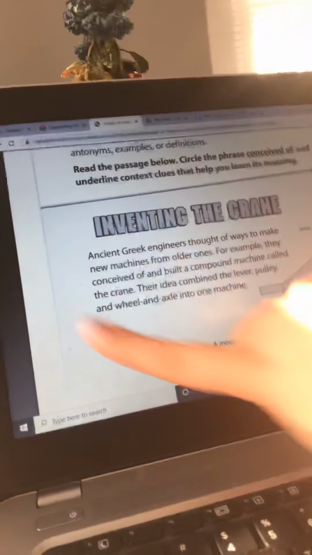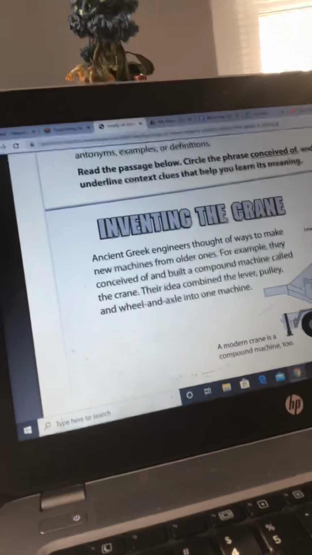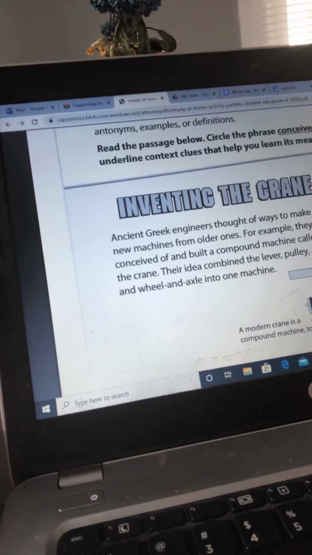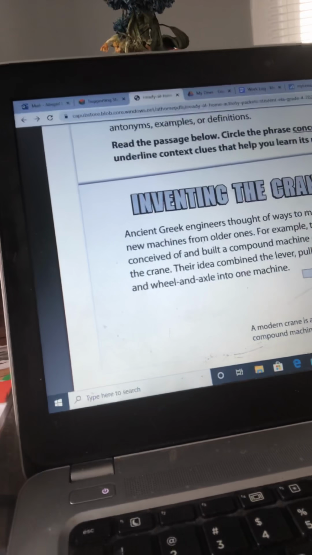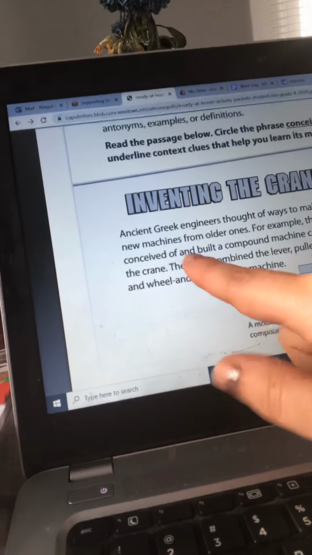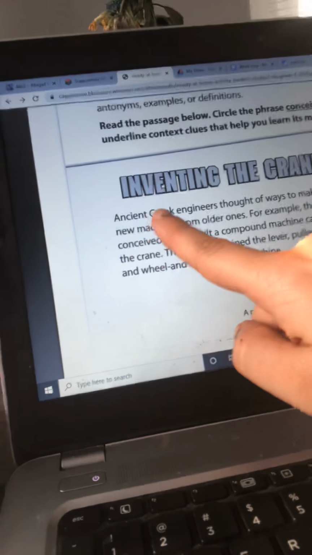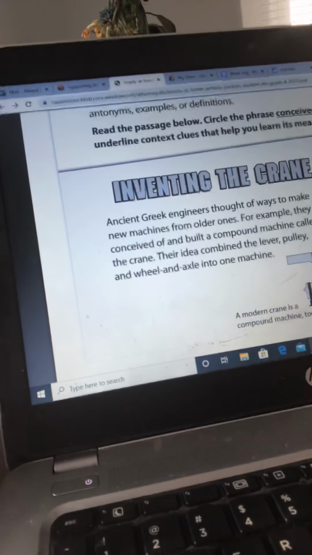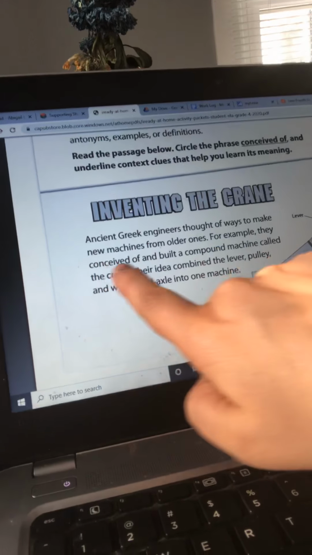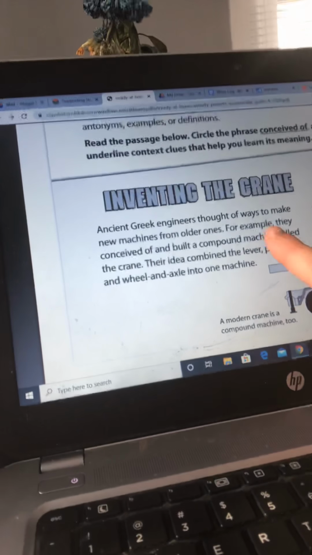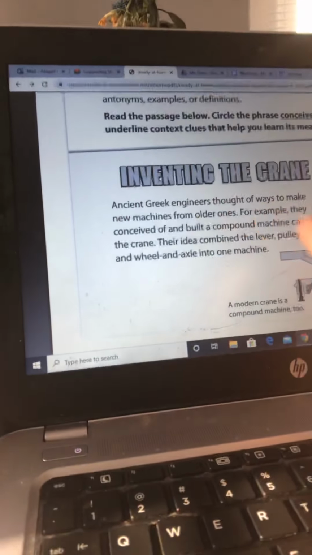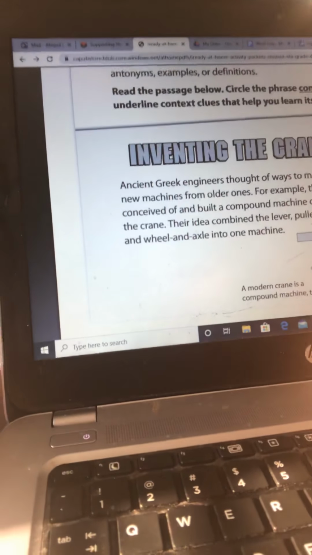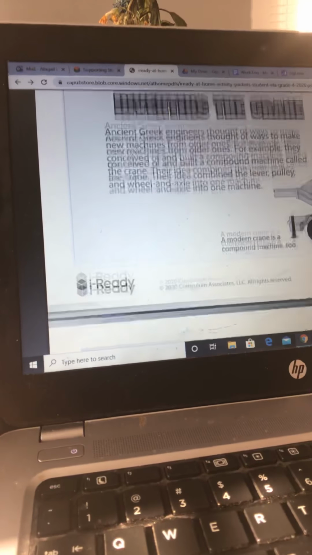So let's try to replace conceived of with another word that's in this passage. Okay? So what word is in the sentence before it? So here's conceived of, the sentence before it. Ancient Greek engineers thought of ways to make new machines from older ones. What word in there could we take out and put in place of conceived? For example, they blank of and built a compound machine. They blank of. I'm not sure.